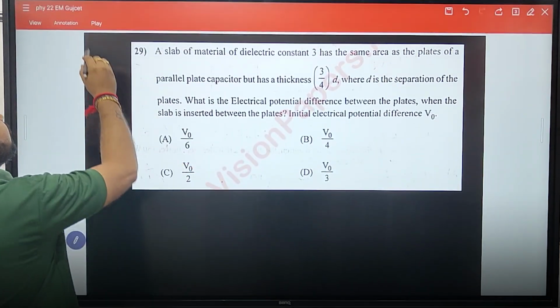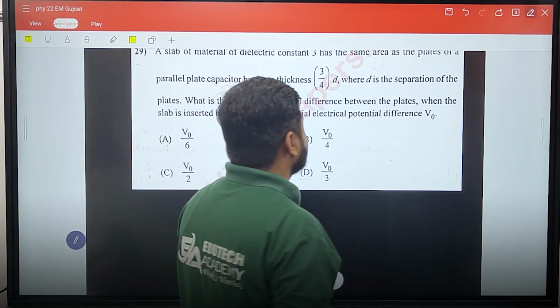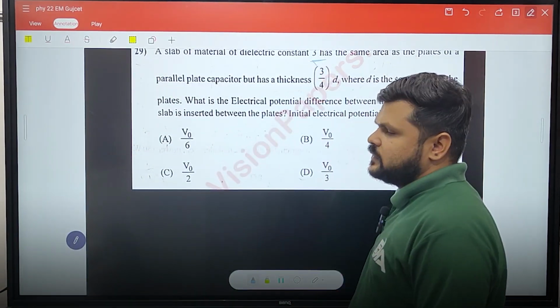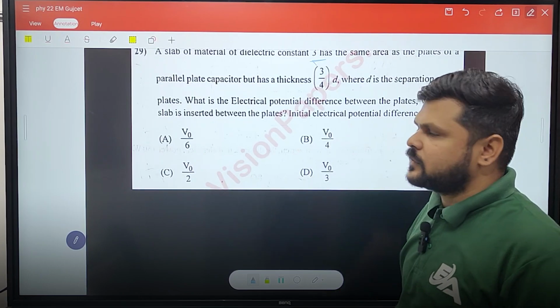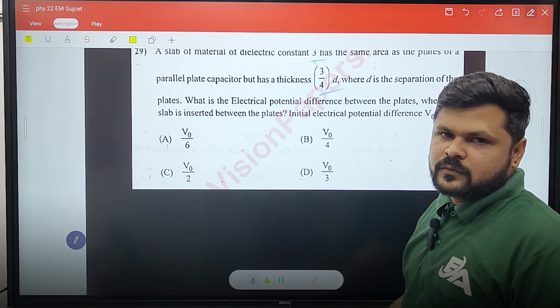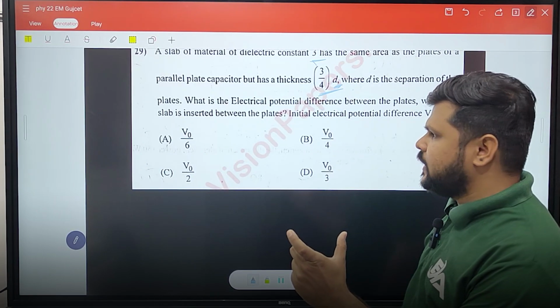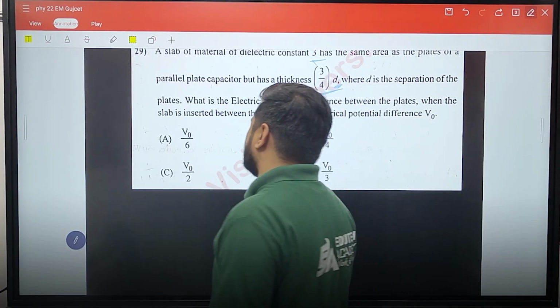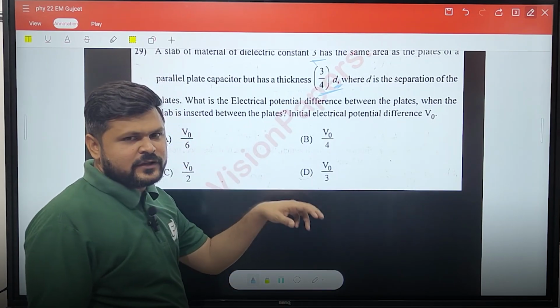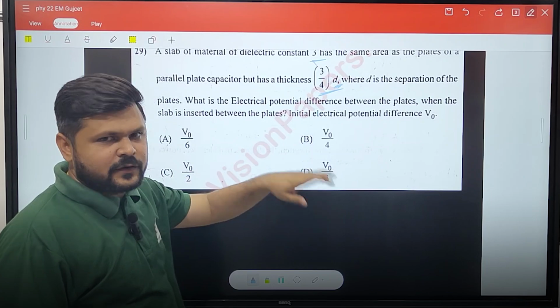This is also one good MCQ. A slab of dielectric material of dielectric constant 3 is inserted into a parallel plate capacitor, but its thickness is only 3 by 4 D, where D is the distance between the two plates of the parallel plate capacitor. So what will be the final electrostatic potential difference between the two plates when this dielectric slab is inserted into it?